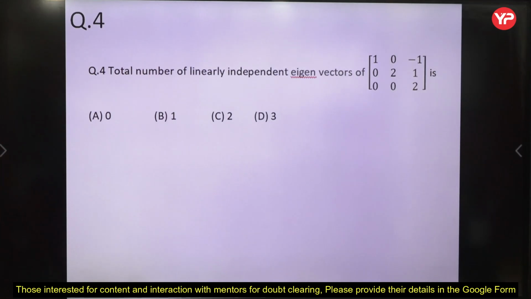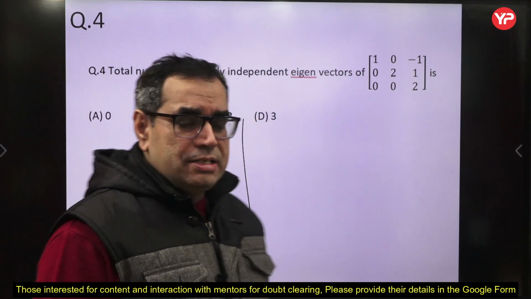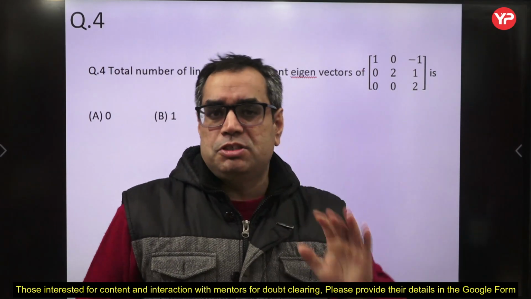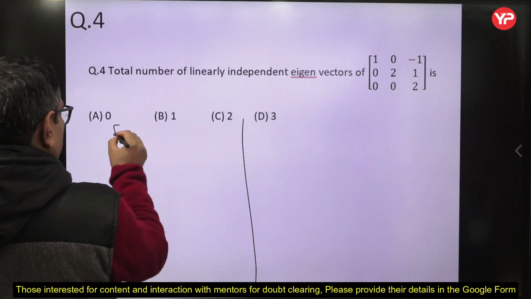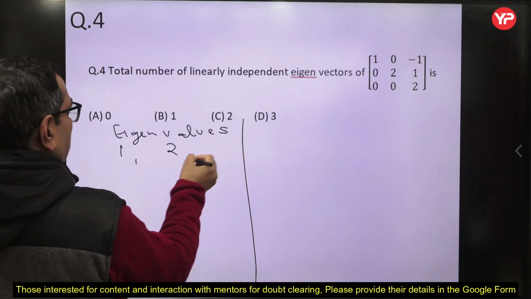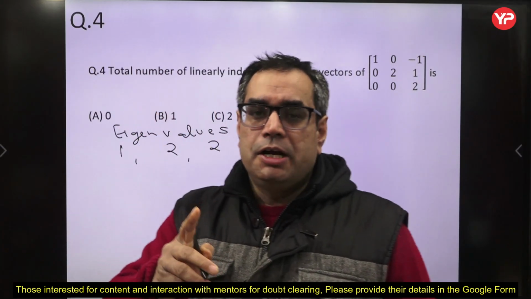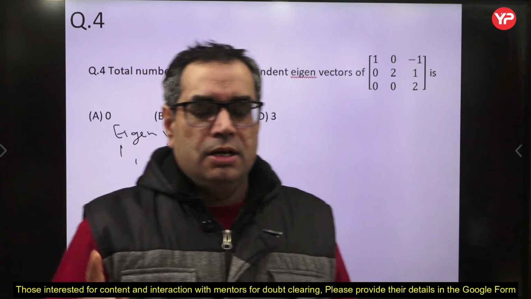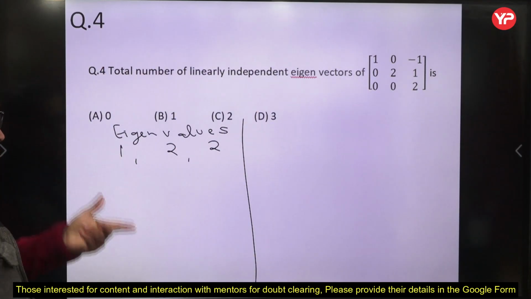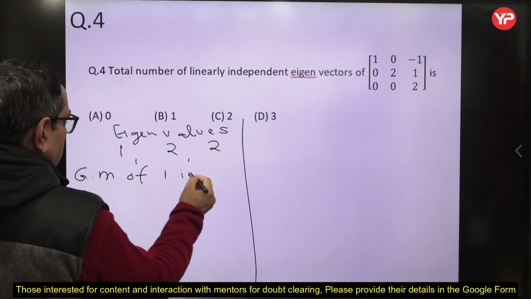We can see that it is an upper triangular matrix, right? And in an upper triangular matrix we know that the diagonal elements themselves are the eigenvalues. So here 1, 2, 2, these are the eigenvalues of this matrix. Okay, so we can write eigenvalues as 1, 2, 2. Now we know that if the algebraic multiplicity of an eigenvalue is 1, its geometric multiplicity is also equal to 1. Okay, the eigenvalue which is not repeated has GM 1. So the geometric multiplicity of this one is 1 because it is not repeated here. Okay, so we'll write GM of 1 is 1.